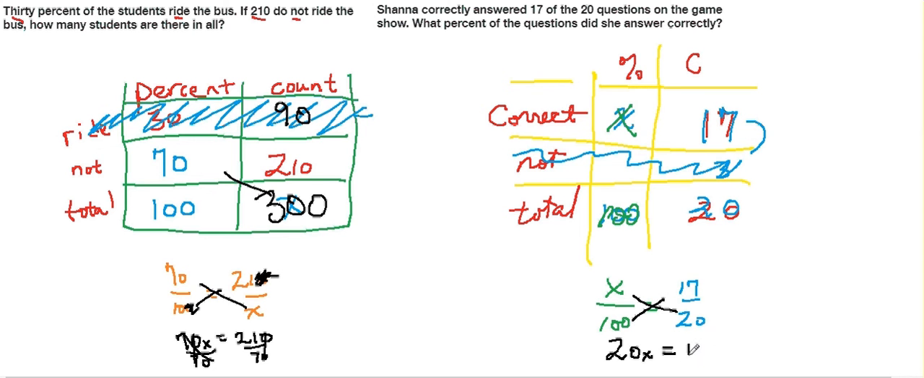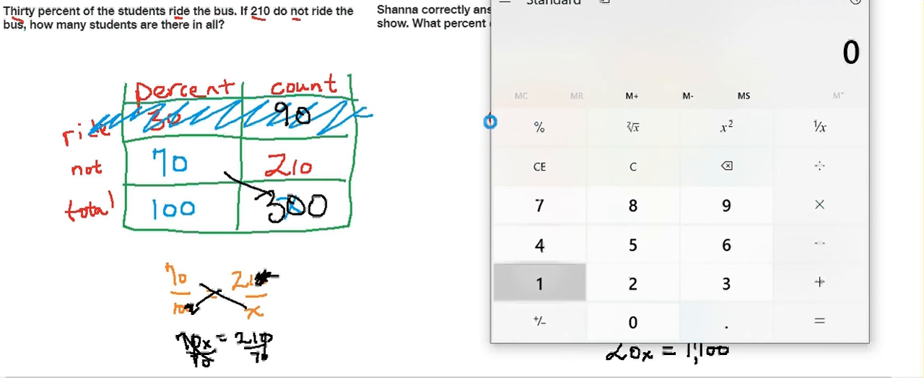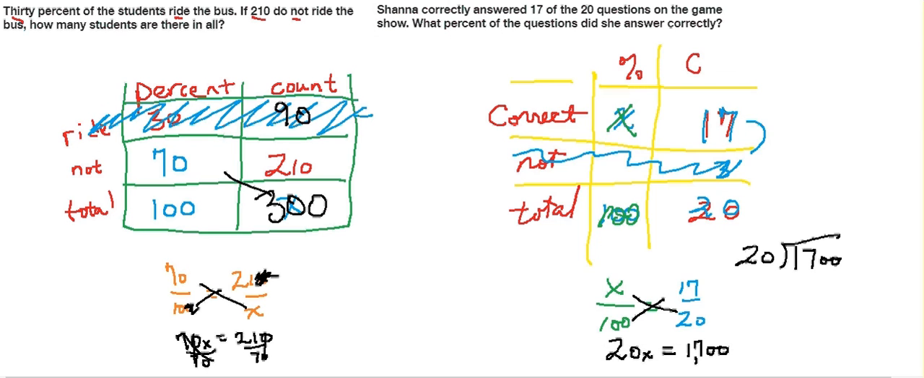17 times 100 is 1,700. Divide by the known factor. 20 into 1,700. Wow, even 85. I did not expect it to be even. Good deal.